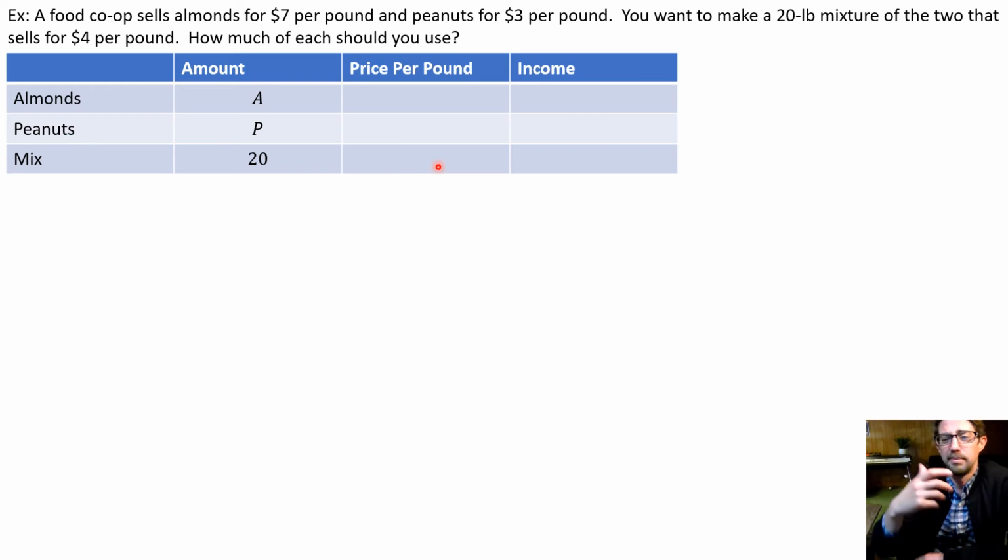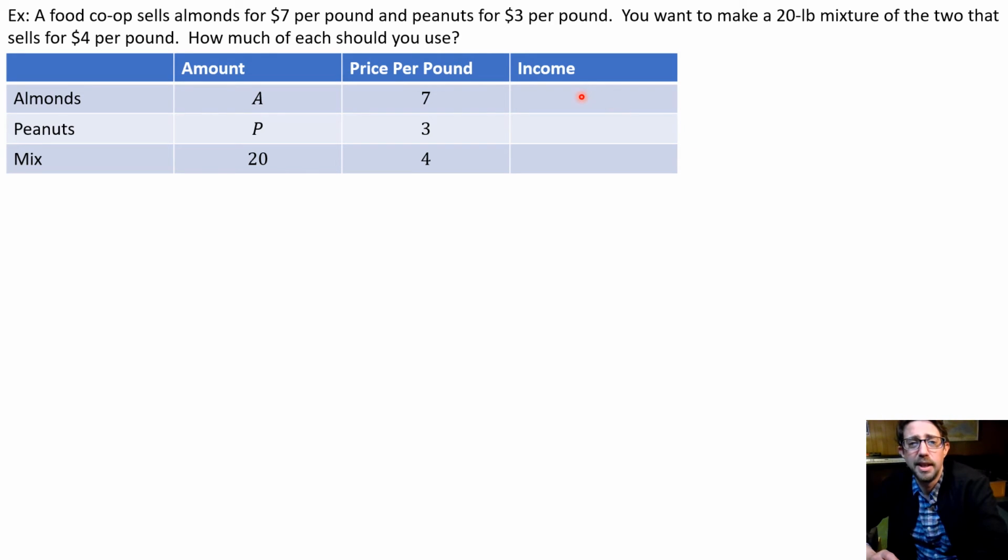Price per pound, we know, once again, this is a little different. And all the real mixture type problems are going to have this. The price per pound of the mix is something we know. It's $4 a pound, right? And it makes sense that it's somewhere in between these two things. So we know all these. Almonds are more expensive than peanuts, even though peanuts are better. Almonds are $7 a pound, peanuts are $3 a pound, and our mix is going to be $4 a pound. Peanuts have more protein.